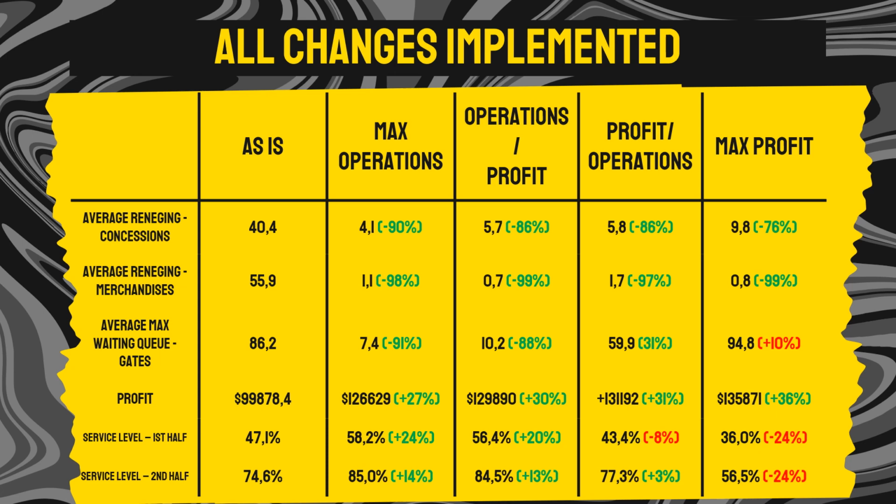2 scenarios maximize operations and profit, one focused on operations but also a bit on profit, and the last one on profit with some emphasis on operations. For all scenarios, reneging in concessions and merchandise decreased a lot, and average maximum queue length decreased for all but the one maximizing profit. Service levels, which were calculated as the amount of fans inside the seating area at the beginning of each half, increased for the 2 scenarios focused on operations, but were a little worse on the ones focused on profit. As for total profit, it increased quite a lot for all scenarios. The operations/profit scenario seems like the most well-rounded one given total profit, improvements all across the board, and fan satisfaction.